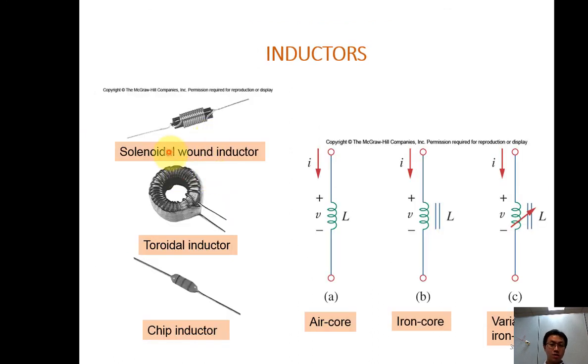This is the inductor. A solenoid wound inductor is like this. A toroidal inductor is like this. We also have a chip inductor like this, which looks like a resistor. And then the symbol becomes this, or with an iron core. Air core means there's air, iron core means inside there is iron, then variable with an arrow.